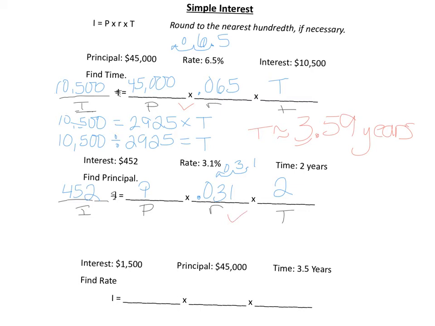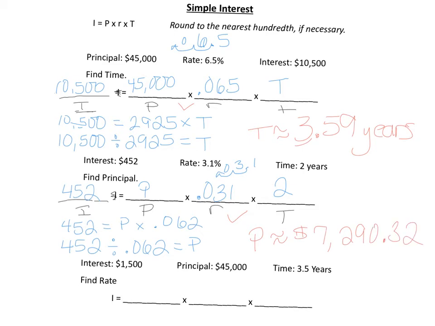We multiply rate and time. And we get P times 0.062. To find principal, we take 452, we divide it by 0.062, and that's going to give us our principal. Once again, we're going to have to round to the nearest hundredth because that's what the directions say. And in principal, we're dealing with money. So the amount that was deposited or spent on the credit card was $7,290.32.